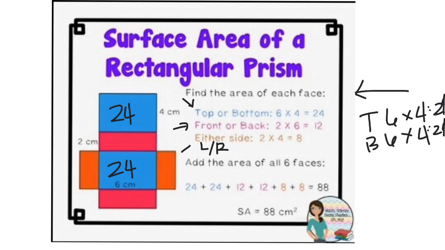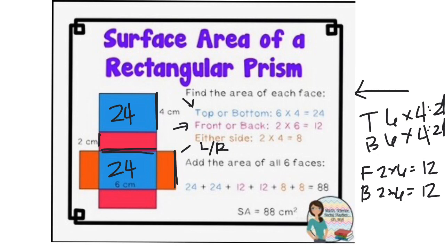Then when I look at the front and the back, I notice that the front has a height of 2 and that same width of 6. For the front and back, I just label FB. I shorten them. You can do the whole thing if you'd like. So the front would be a 2x6 and the back would be a 2x6. When I do that multiplication, I get 12 for each of those. And then for the left and right, I notice that they are 4 tall, just like my sides, and they are 2 wide, so they're a 2x4. So left and right would be 2x4 each, so that would be 8 and 8.